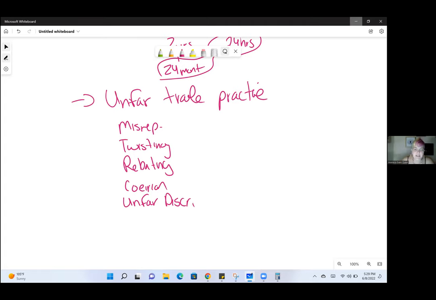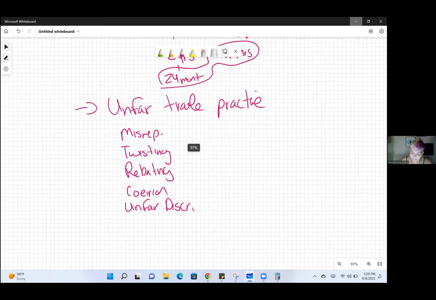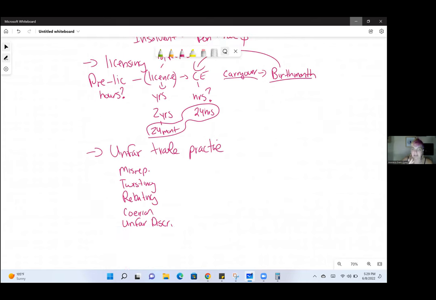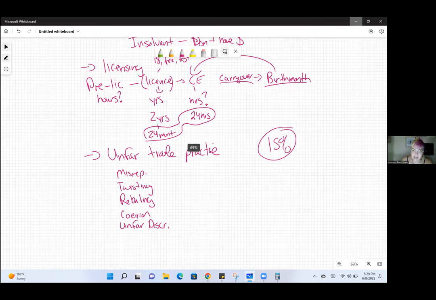Churning is another one, Tiffany. That's usually most common for life or health. That's where you try to get the customer to keep buying new policies from you just so you can make commission. That's churning, but it's not as common. So after that, these are the main things to focus on. But if your percent of law is bigger than like 15%, you're going to need to study a little bit more. This isn't enough. This is the bulk, but it's not enough.